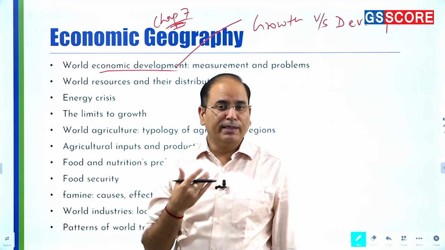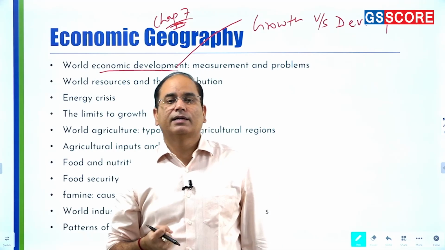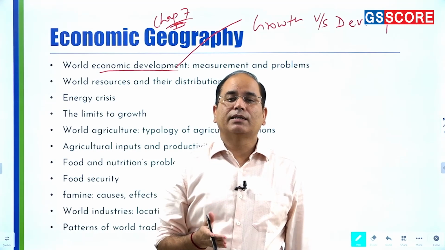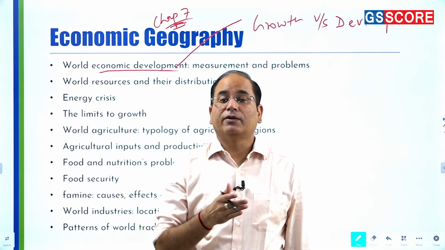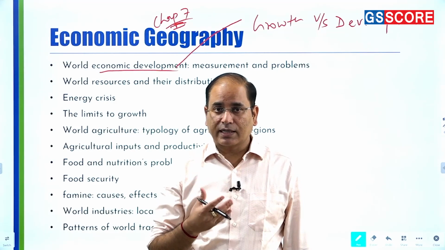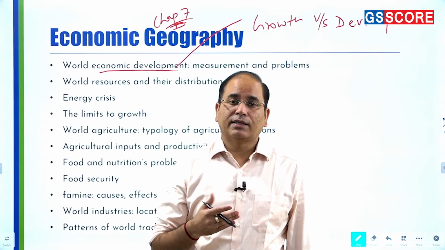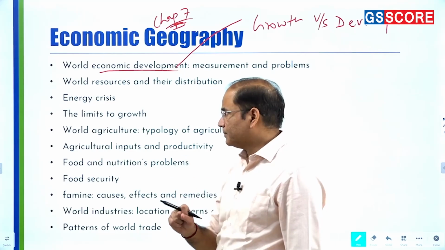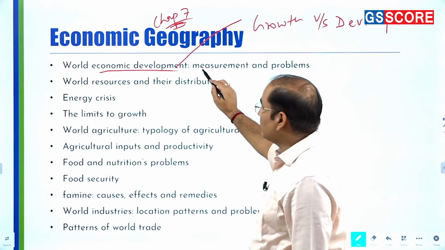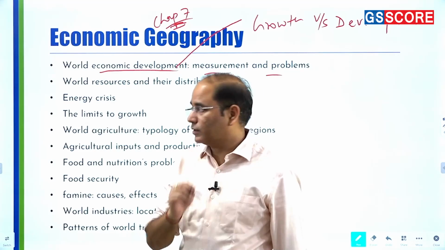There are different indicators of growth and different indicators of development, like GDP, GNP, per capita income. These are the elements of economic growth, whereas more holistic elements like education, healthcare, gender parity are the indicators of economic development. So, world economic development, what is the problem? What is the problem in the measurement and also the problems? So, this is the first topic of economic geography.